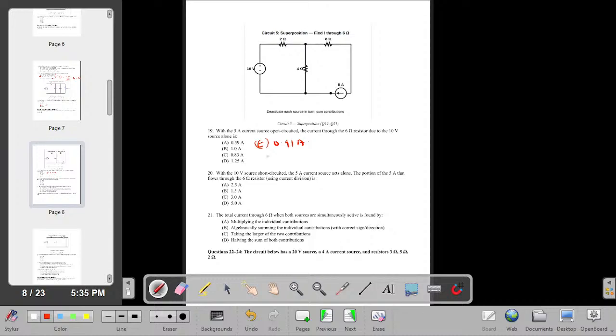So let's go to question 20. For question 20, our 10-volt source is short circuited, right? So we are going to short circuit it. Once you short circuit it, then it means that we have to find the contribution of the current across this. As simple as that. This can also be easy but very tricky, right?